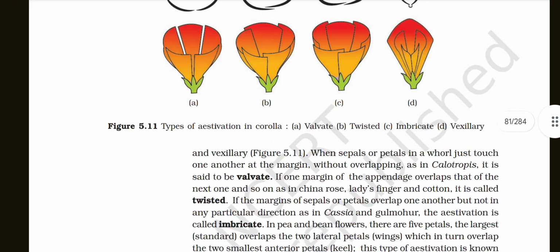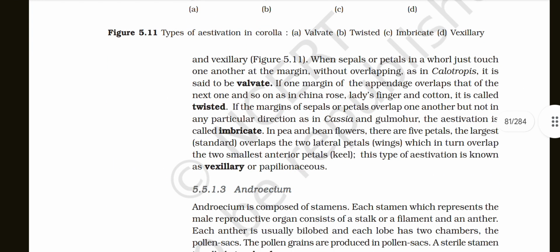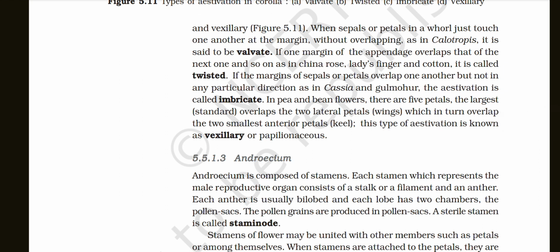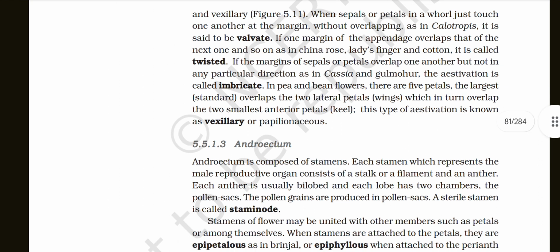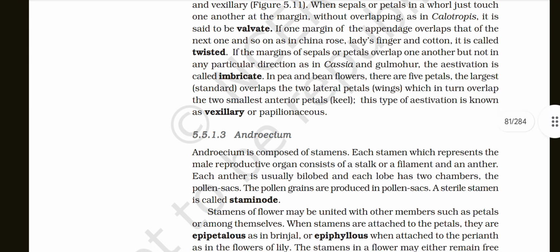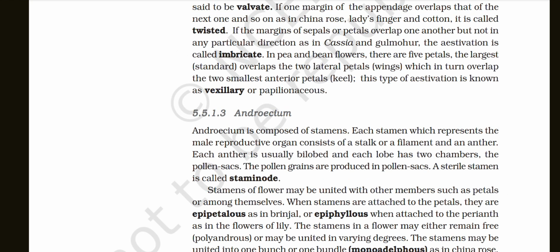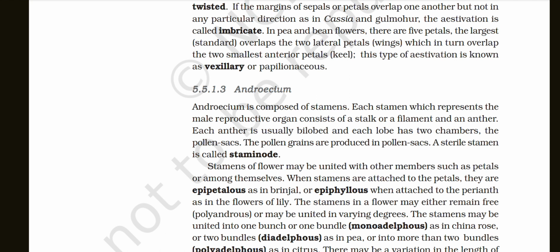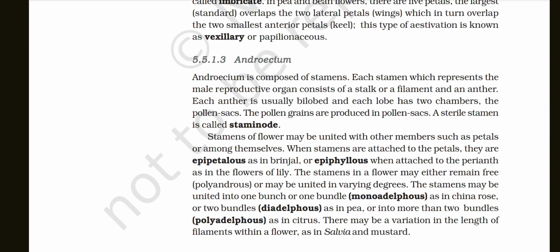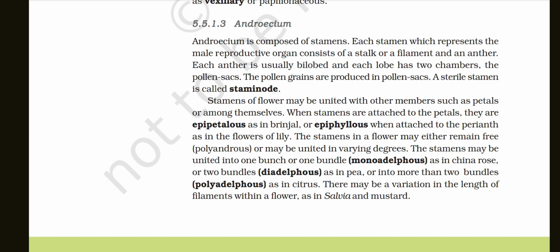If the margins of sepals or petals overlap one another but not in any particular direction, as in cassia and gulmohar, the estivation is called imbricate. In pea and bean flowers that have five petals, the largest standard overlaps the two lateral petals called wings, which in turn overlap the two smallest anterior petals called keel. This type of estivation is known as vexillary or papilionaceous.